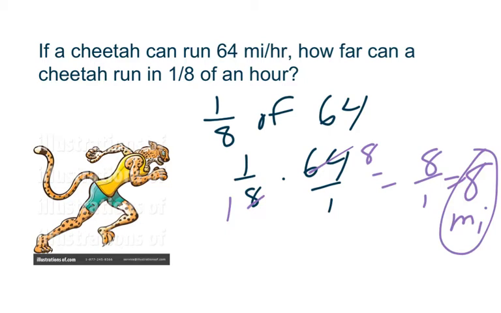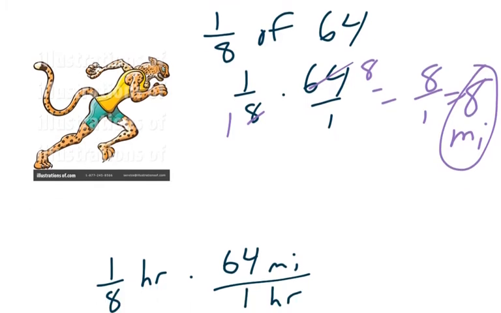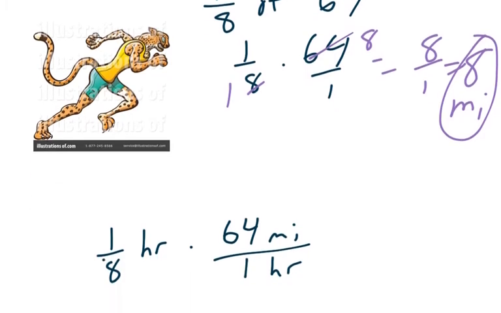So anytime you can use the word of in a sentence, like the cheetah ran 1/8 of the 64, then you can do multiply. In a way you can see that a little more visually with the units. It's 1/8 of an hour. The hour is on top, and 64 miles per 1 hour. Notice our hours would cancel and we'd be left with miles. So it's really the same thing. So 1/8 times 64 would give us 8 miles.